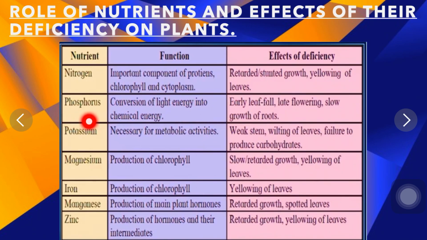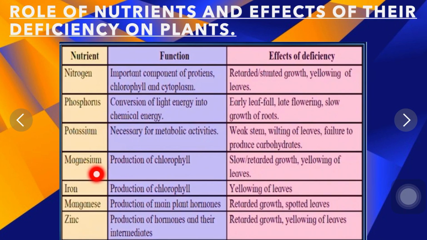The next nutrient is phosphorus. The function of this nutrient is the conversion of light energy into chemical energy. Because of its deficiency, there will be early leaf fall, late flowering, and slow growth of roots. The next nutrient is potassium. It is very necessary for metabolic activities in plants. Because of its deficiency, the plant may suffer from weak stem, wilting of leaves, and failure to produce carbohydrates.